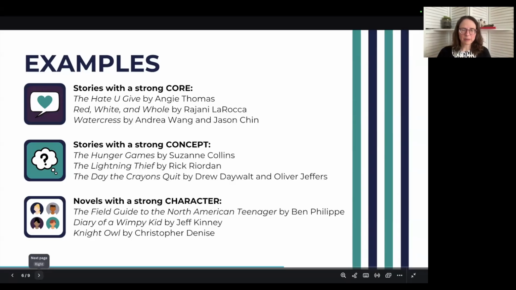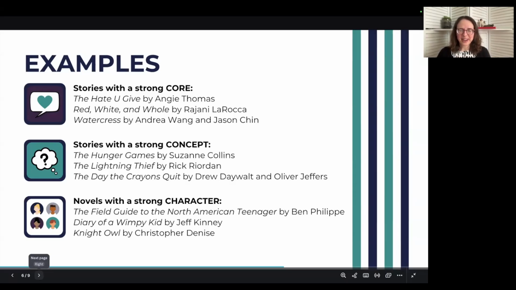And then there are some novels that I wanted to highlight with a strong main character. So for instance, for YA, you might look at The Field Guide to the North American Teenager by Ben Philippe. Such a voicey book with a really interesting and snarky main character, a boy who's had to move from Canada to Texas and is a hockey player and is trying to figure all that out in a place that he does not understand at all.